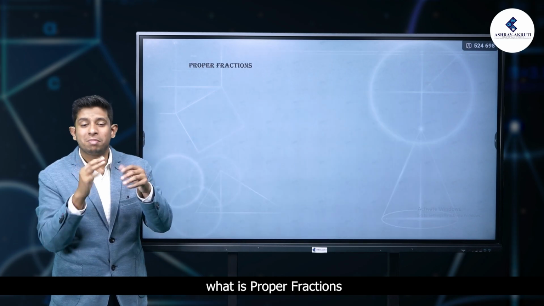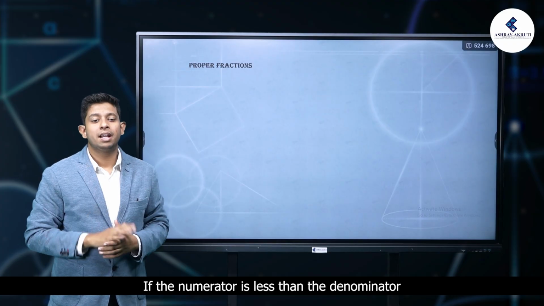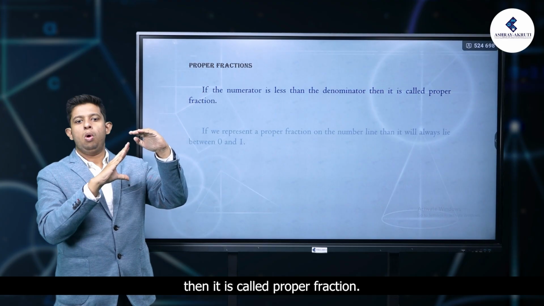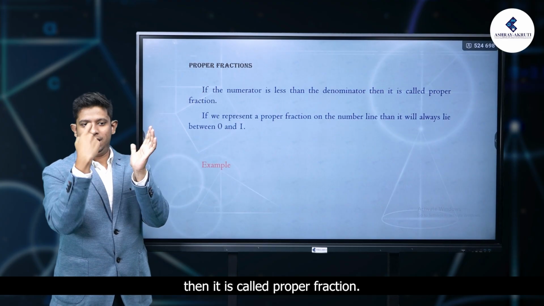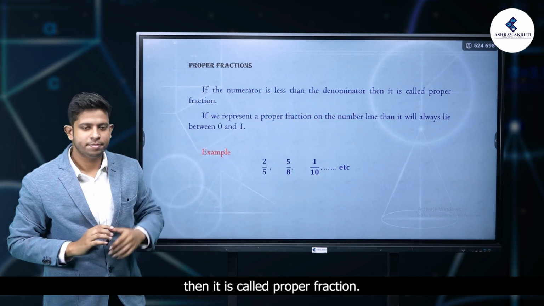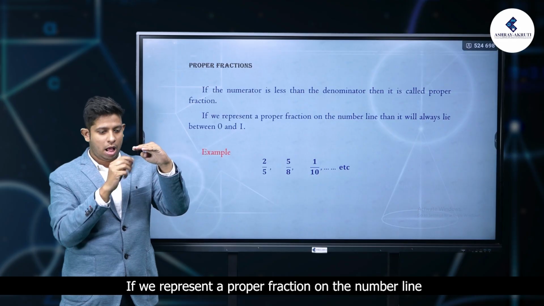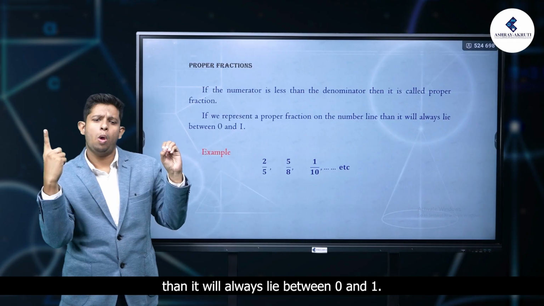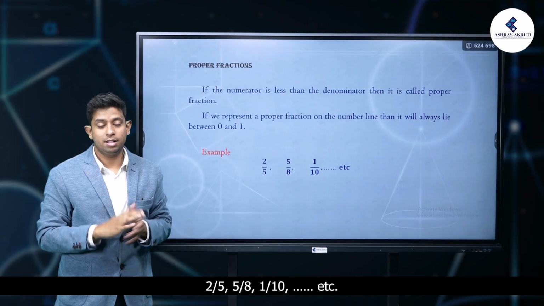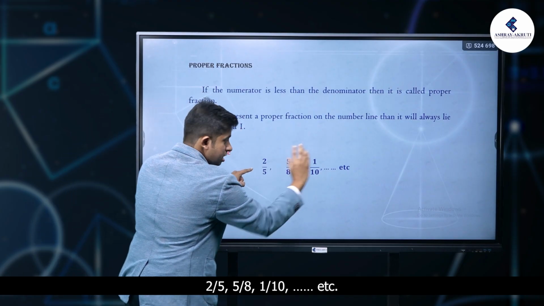Children, what are proper fractions? If the numerator is less than the denominator, then it is called a proper fraction. If we represent a proper fraction on the number line, then it will always lie between 0 and 1. Example: 2/5, 5/8, 1/10, etc.